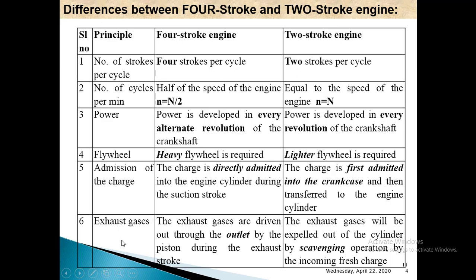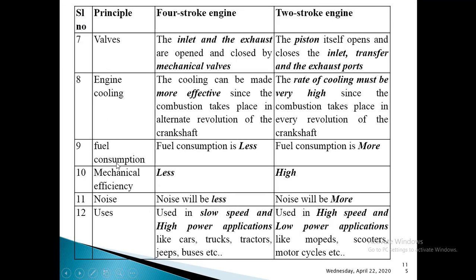Next difference, if you remember these principles like number of strokes, number of cycles, power, flywheel, admission of charge, exhaust gases, along with these 6, at least you can remember a minimum of 10 differences between the 4-stroke and 2-stroke engine. Valves: opening and closing of valves will be done by mechanical valves, actually spring loaded valves, whereas in the 2-stroke engine, the piston itself will open and close all the ports.